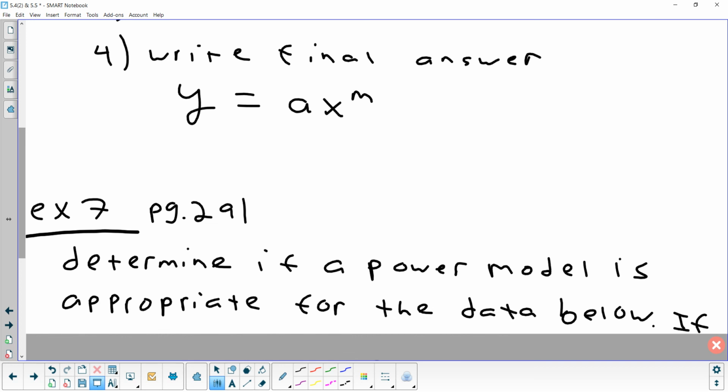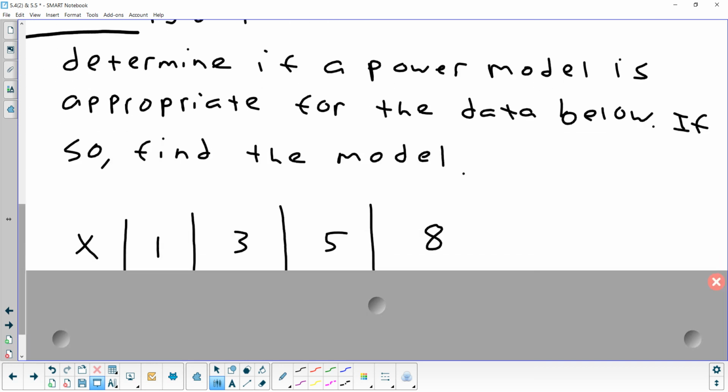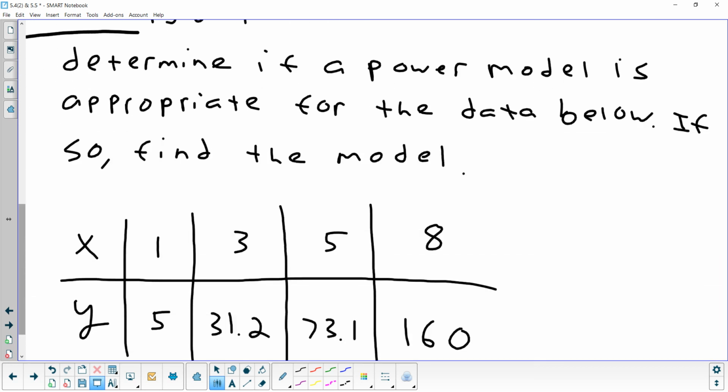All right, let's go through an example. So there's our data. The first part says determine if a power model is appropriate for that data, and then if it is, go ahead and find the model. Okay. So let me graph these points on what we call logarithmic graph paper. It's not a graph paper that I really use more than once a year. So I'm going to look at it and see if I can remember how it works.